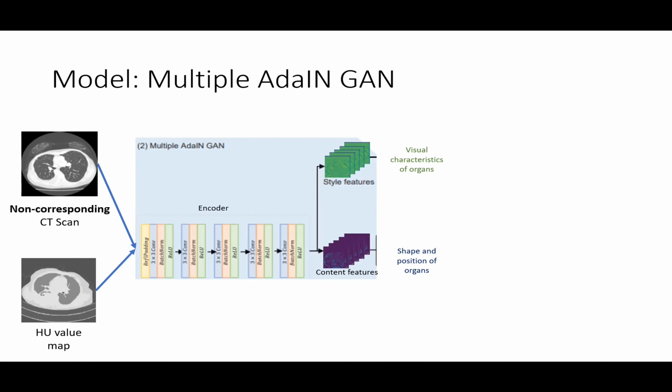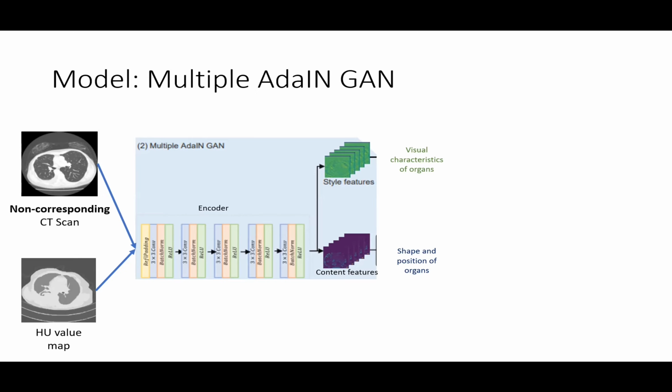Once we have our value map, we're going to want to pass that into the GAN part of the model. As mentioned earlier, we do add a non-corresponding CT scan. The way it's going to work is we pass it through an encoder at first. The mask is going to give us feature maps representing the content, and the non-corresponding CT scan is going to give us feature maps that correspond to the style. So here we have content and style features.